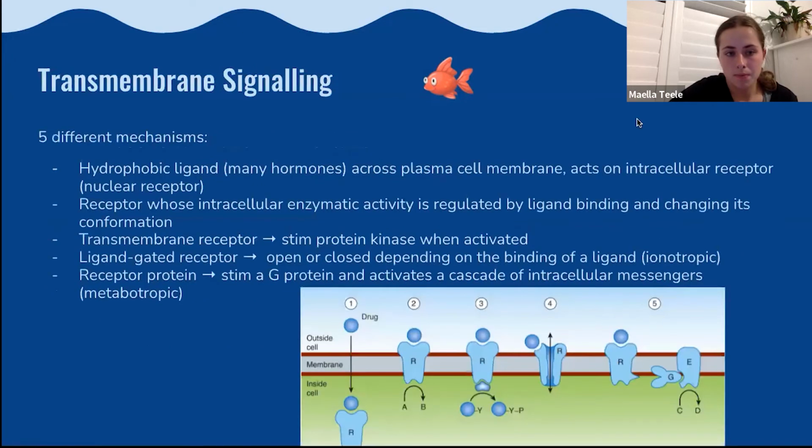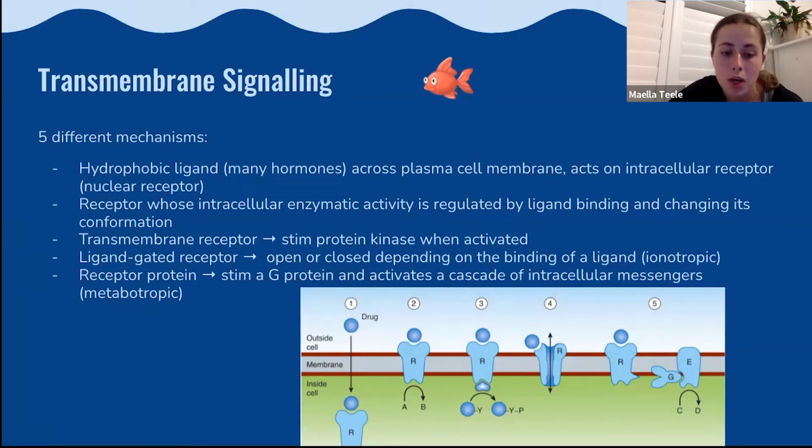Next up, we have transmembrane signaling. This you really don't need to know very much at all. I don't think it's covered in the lecture, but it's a little bit more information. There are 5 different methods whereby transmembrane signaling can be achieved. So you've got your hydrophobic ligand, which crosses the plasma cell membrane and then acts on an intracellular receptor. That's image number 1. Next up, you've got a receptor whose intracellular enzymatic activity is regulated by ligand binding, and it changes its conformation.